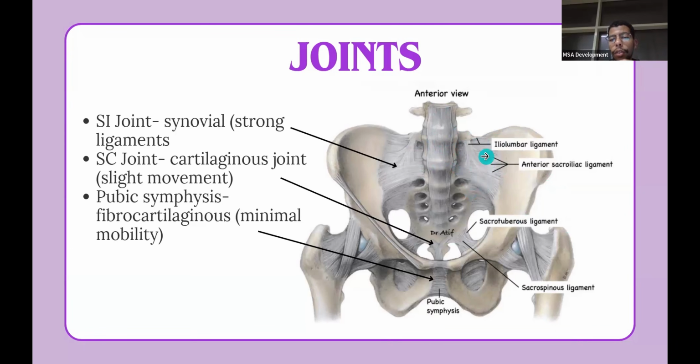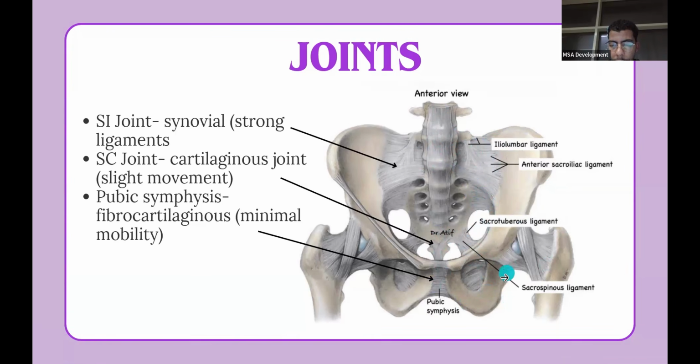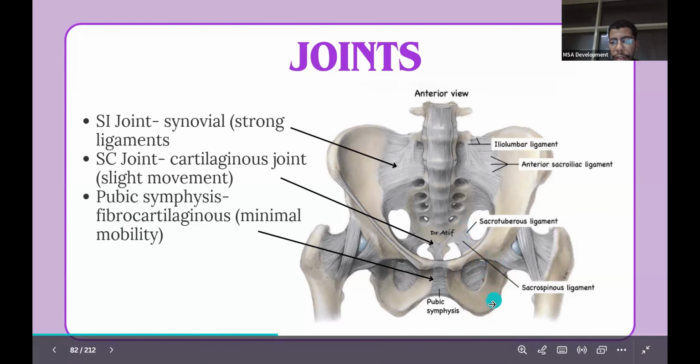anterior sacroiliac ligament, which covers the sacroiliac joint from the front, as we mentioned. These are the two ligaments that we mentioned earlier. Here's the sacro... can you see? You really can't see the spine from the front, but the ischial spine is here at the back, so sacrospinous, and then the tuberosity is here at the bottom, so sacrotuberous. And here in front, we have the pubic symphysis.